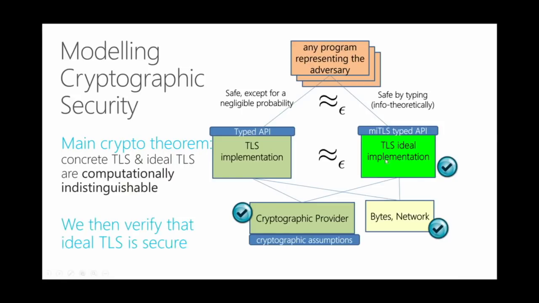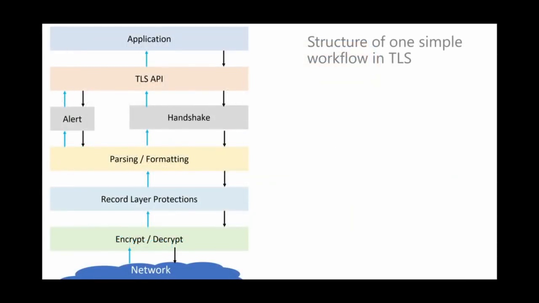Having done that, we can then prove the ideal version of TLS information-theoretically secure, with no more cryptography in the picture. With that step of the proof complete, you can then show that an attacker cannot distinguish between concrete TLS and ideal TLS, except also for some probability epsilon. So that's our general proof methodology at the top level. In order to apply this methodology, there are various proof steps that become necessary along the way. So here's the structure of one simple workflow through TLS.